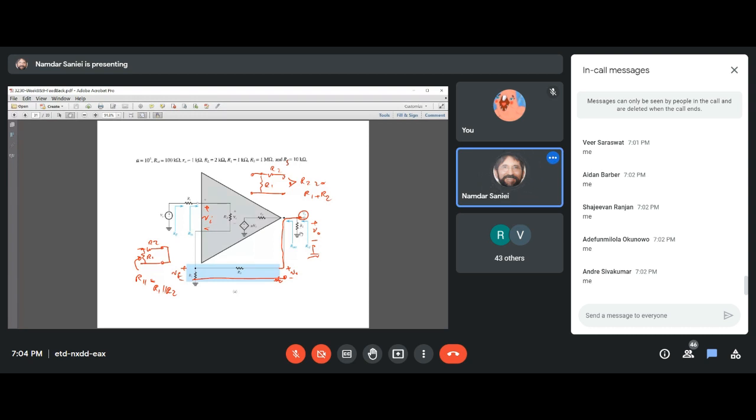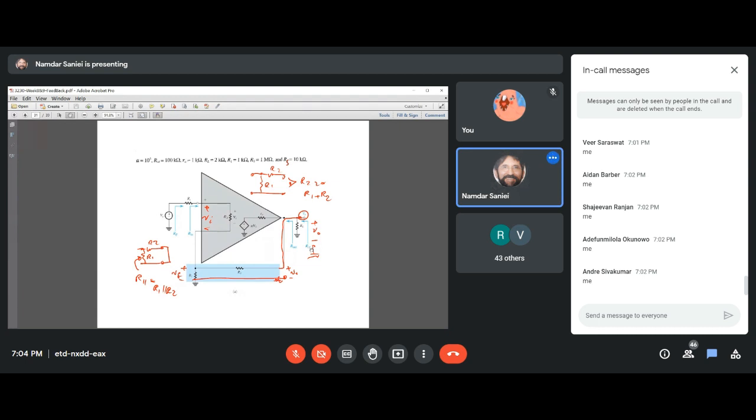RL is either, if it's an amplifier, it could be a speaker, or it could be the input resistance of the next stage, which most likely is going to also amplify. Okay, so RL is not a part of this circuit.